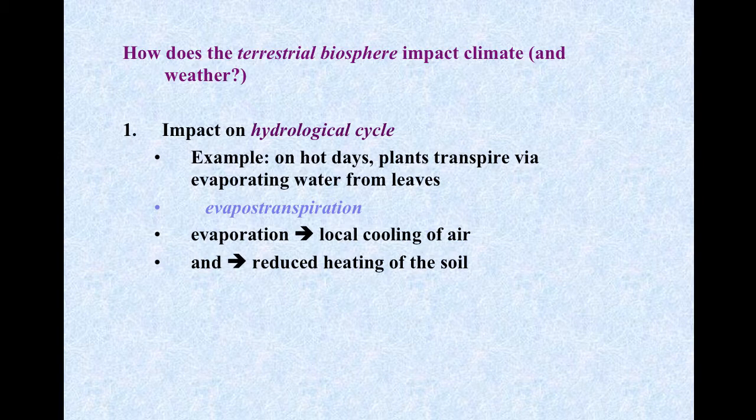One is through impacts on the hydrological cycle. On a hot day, you've got sunlight pouring in, and to cool themselves off, the plants will transpire by evaporating water from their leaves, and the net effect is something that we call evapotranspiration. There's a word that you should get used to in case you don't already know what it is.